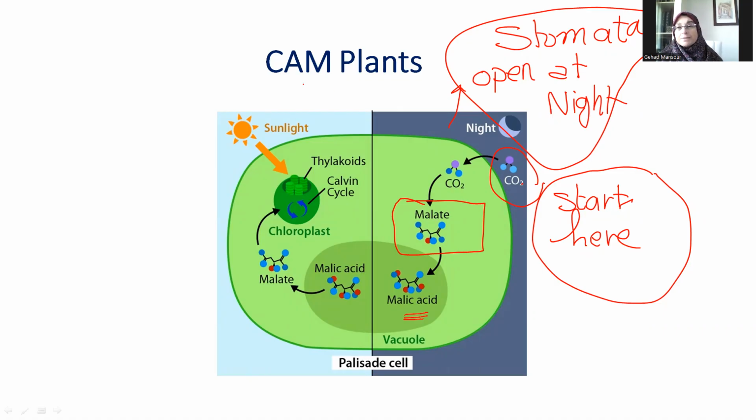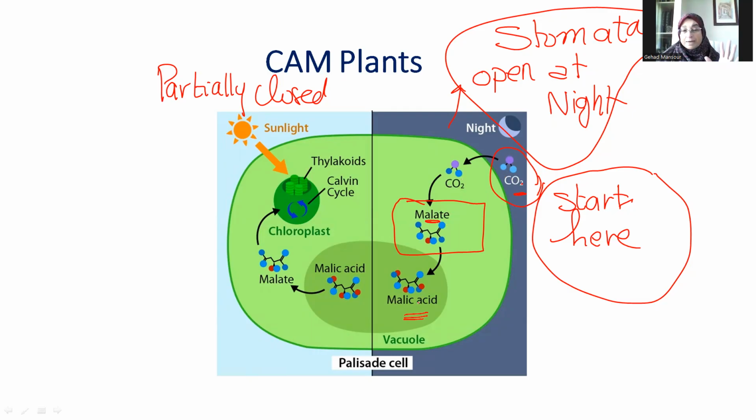So the CAM plants open their stomata mainly at night, and they partially close their stomata during daytime. What do they benefit when they open their stomata at night? As we said, they are not worried about evaporation because the weather is better at night. So they take in carbon dioxide, okay? But what they do with that carbon dioxide is to fix it into a 4-carbon compound, that is malic acid.